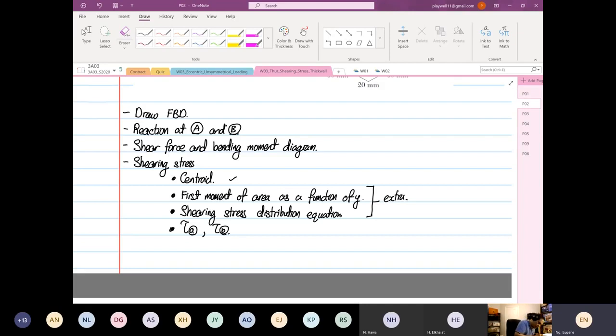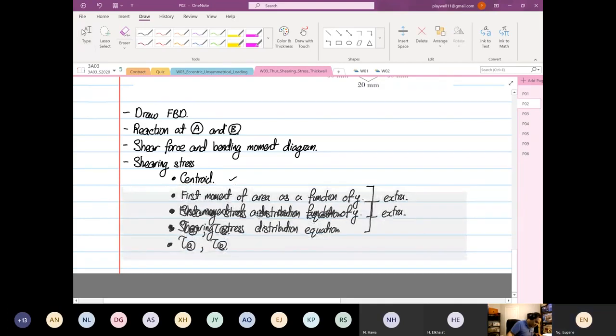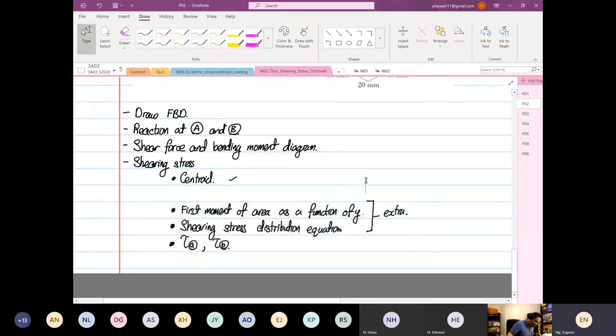So sorry, I missed something. So from the centroid we have to find our second moment of area. Okay, so these two I will not do in detail. I will just show you the numbers and we go from there.